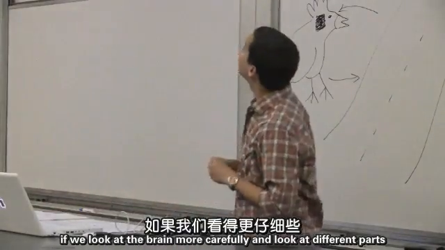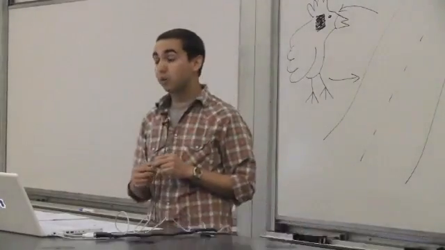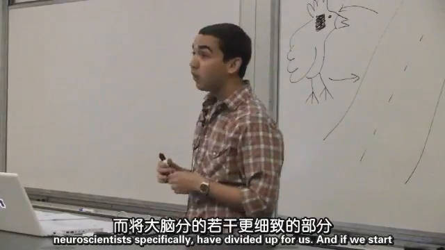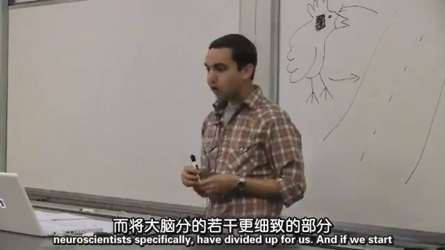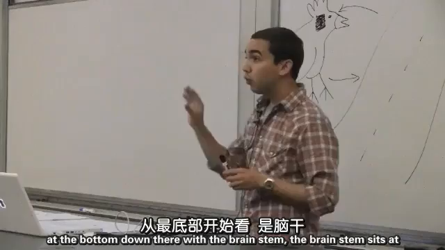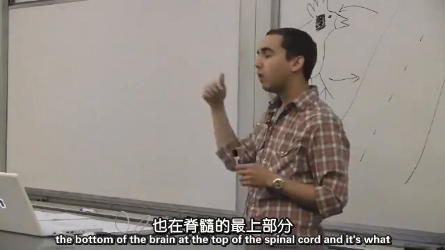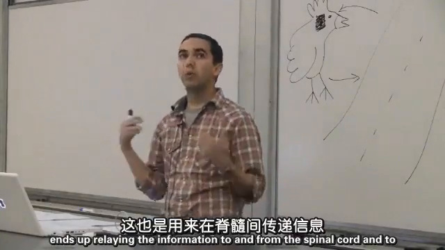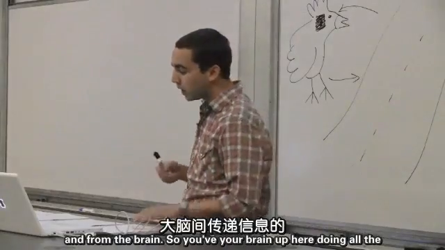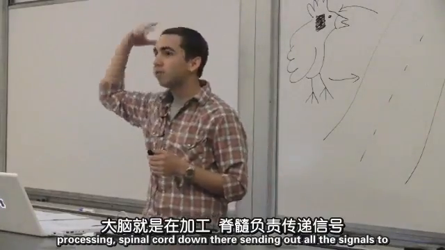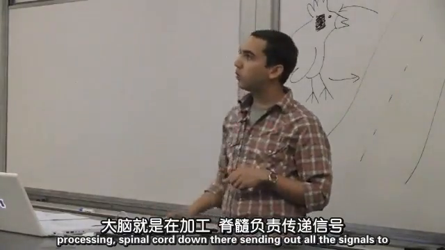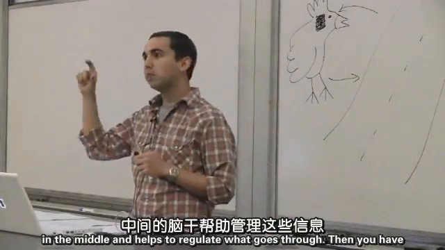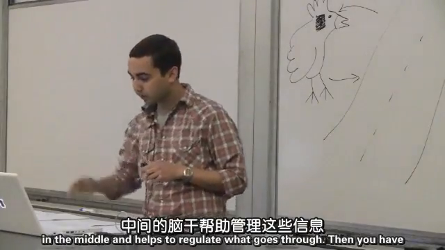This is really just to get you familiar with what's going on up there. So if we look at the brain more carefully and look at different parts of the brain, we've got these different parts that neuroscientists specifically have divided up for us. If we start at the bottom, the brainstem sits at the bottom of the brain, at the top of the spinal cord. And it's what ends up relaying the information to and from the spinal cord and to and from the brain. So you have your brain up here doing all the processing, spinal cord down there sending out all the signals to make you move or to send up sensory information. The brainstem sits in the middle and helps regulate what goes through.